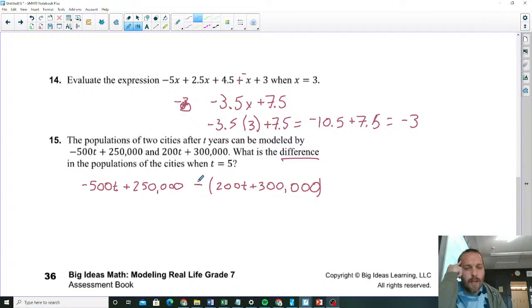I'd like to change my signs without rewriting the problem. So I go plus, this becomes negative, this becomes negative. So we have negative 500t and negative 200t. That makes negative 700t. Then we have 250,000 minus 300,000, so that'd be plus negative 50,000.